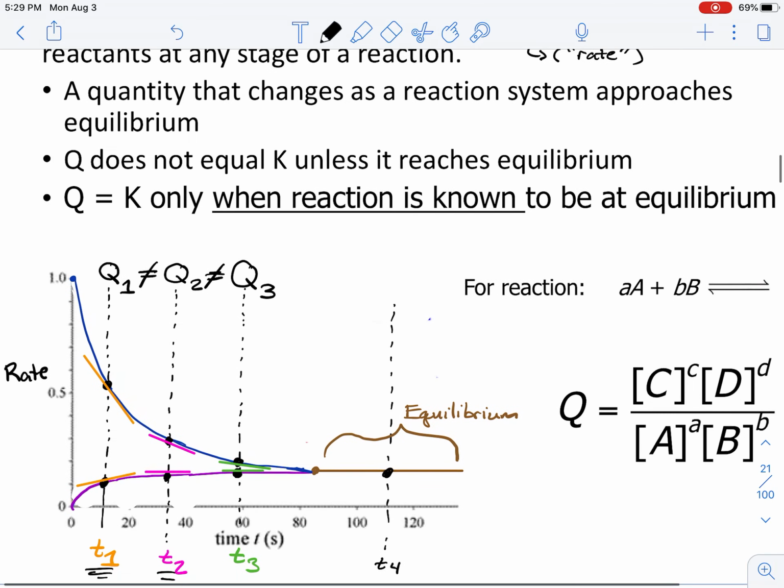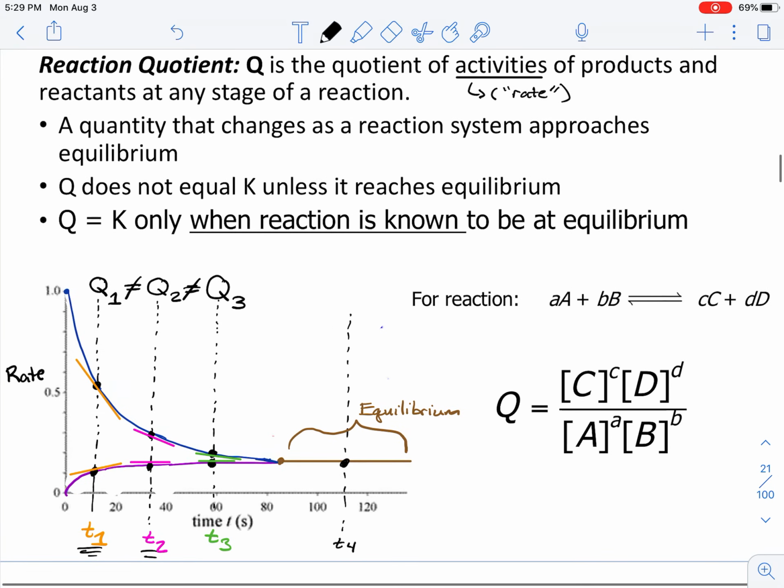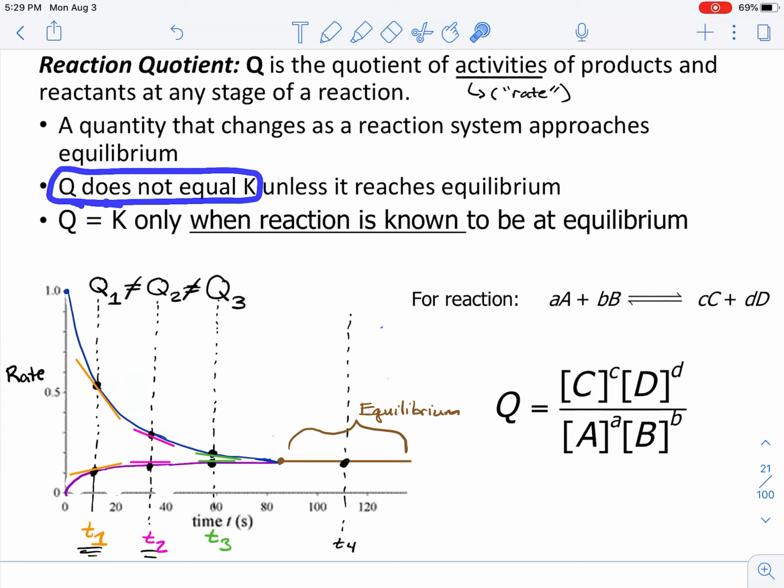And so another really interesting point about the reaction quotient is that the reaction quotient Q does not usually equal the equilibrium constant. And when it does, that means that the chemical system is at a state of equilibrium. There is only one condition where the value of Q does equal K. In other words, the reaction quotient is equal to the equilibrium constant. And that's when the reaction is at equilibrium.